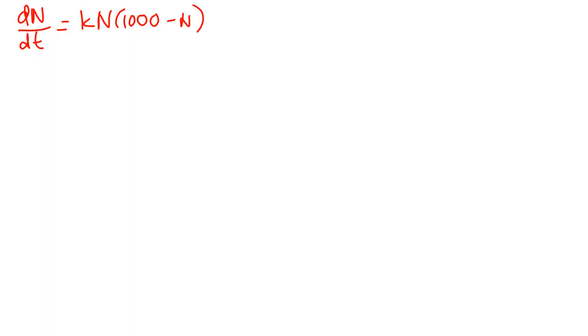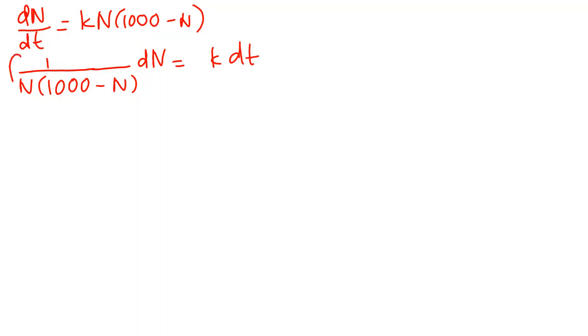Okay, now we're going to separate the two variables. So this is 1 over n times 1,000 minus n, you have the dn here, and then on the right hand side, this is k dt. Then we are going to put the integral sign on both sides here. Okay, as you can see, on the left hand side, the expression can be written in terms of partial fractions.